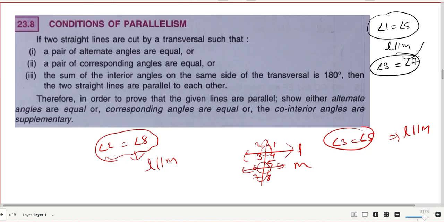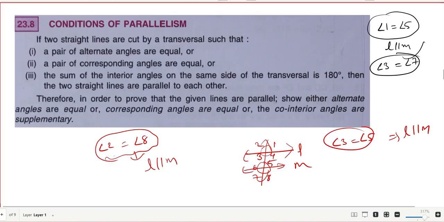That means in order to prove two given lines are parallel, the two lines must follow any one of these conditions. Okay, so these are the conditions of parallelism. With the help of these, we can prove two given lines are parallel, and especially in class 9, to prove a given quadrilateral is a parallelogram, we will make use of any one of these.